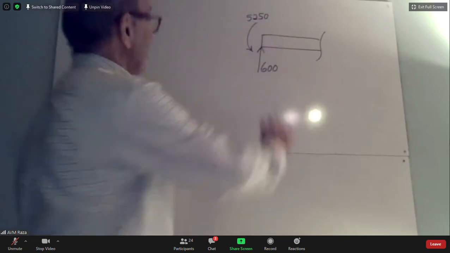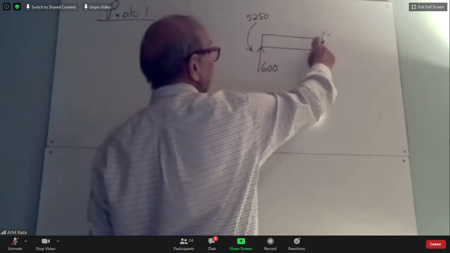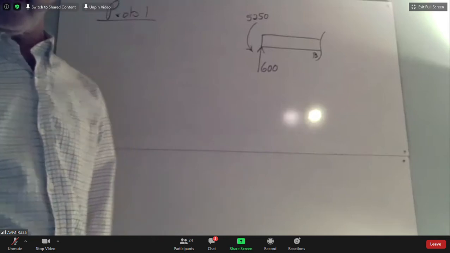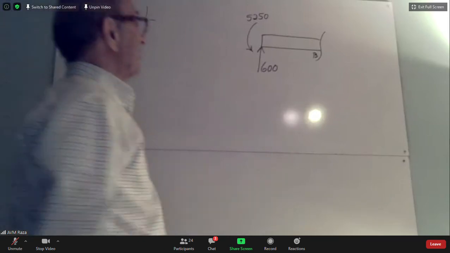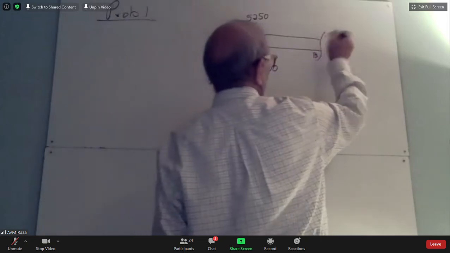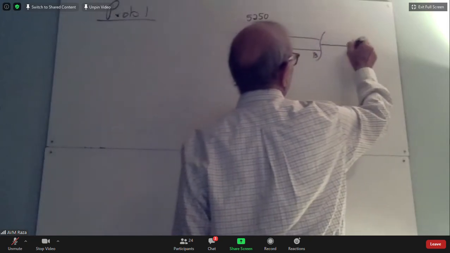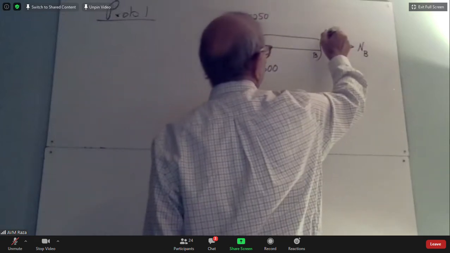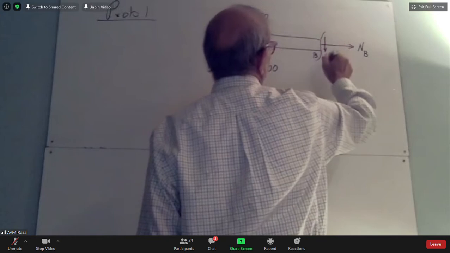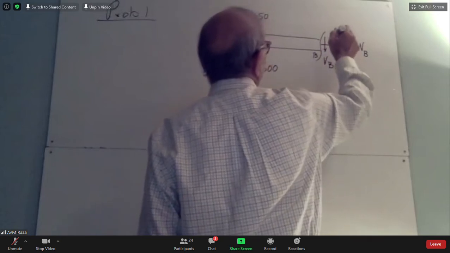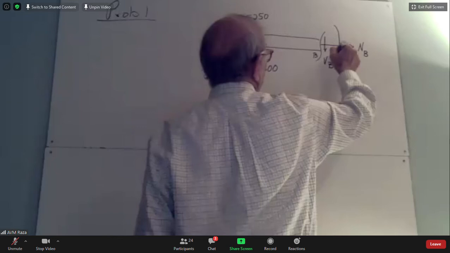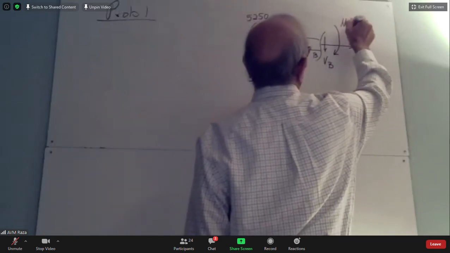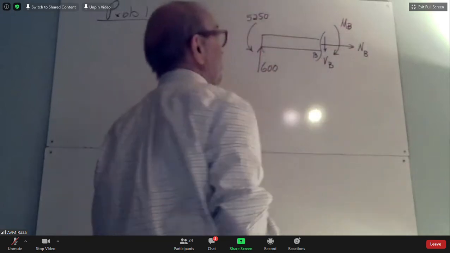This is now where I took the section. And when you take the section at point B, what do you expose? You expose all the internal forces. And the internal forces there are N, V, and M as usual. So there will be an N, which I'm calling NB. There will be a V, which I'm calling VB. And there will be a moment, which I'm calling MB. And these are the internal loads that I want to find.